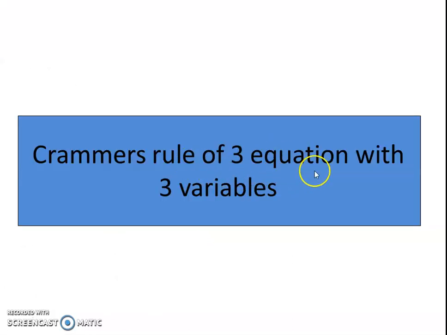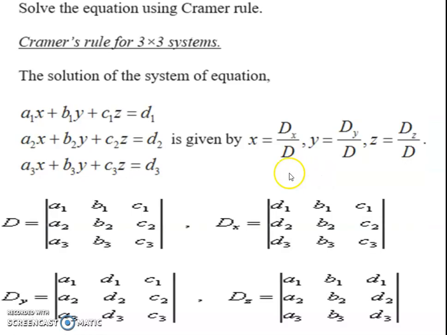Now, Cramer's rule for 3 equations and 3 variables. We have discussed it many times. The given system has a1x plus b1y plus c1z equal to d1, a2x plus b2y plus c2z equal to d2, a3x plus b3y plus c3z equal to d3. We have to find D, taking the coefficients of x, y and z: a1, a2, a3, b1, b2, b3, c1, c2, c3.